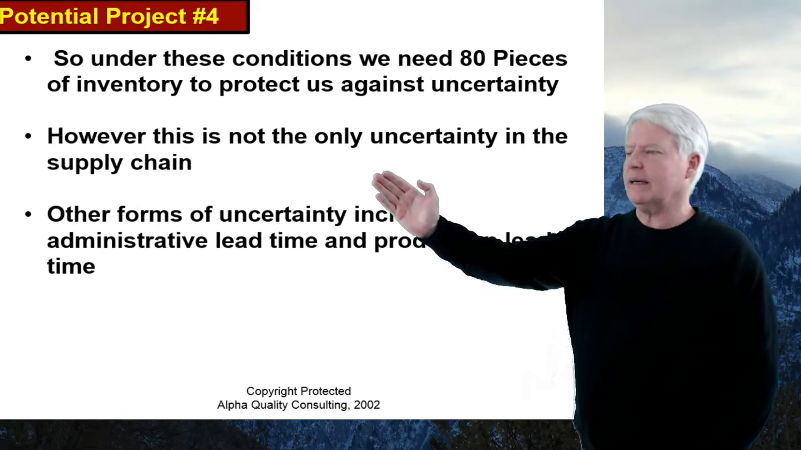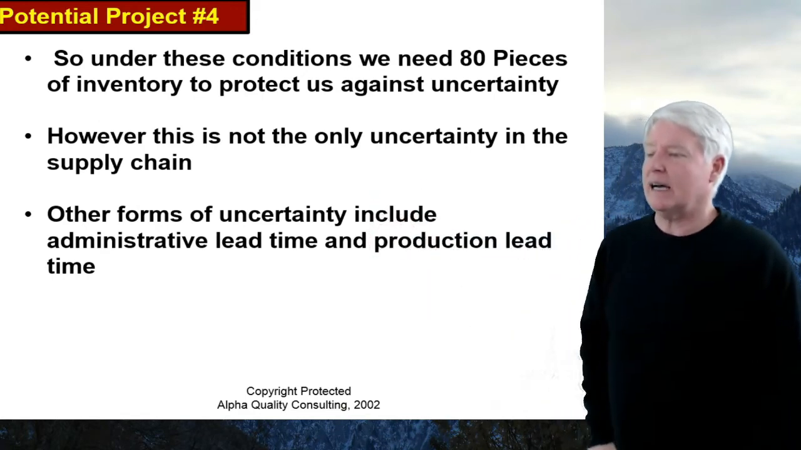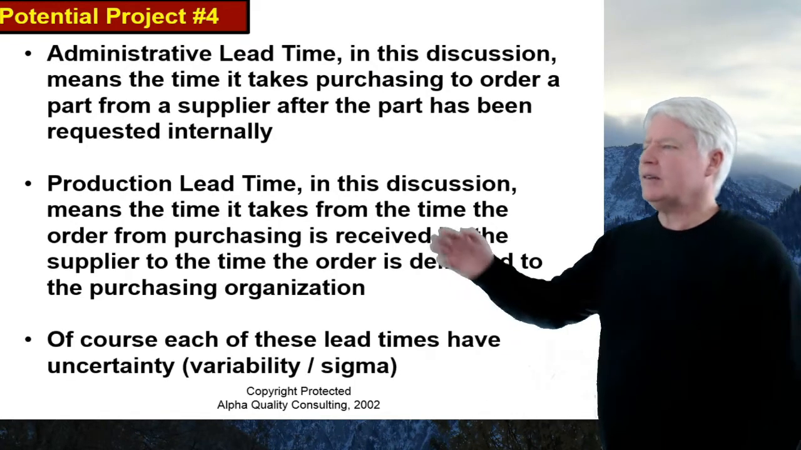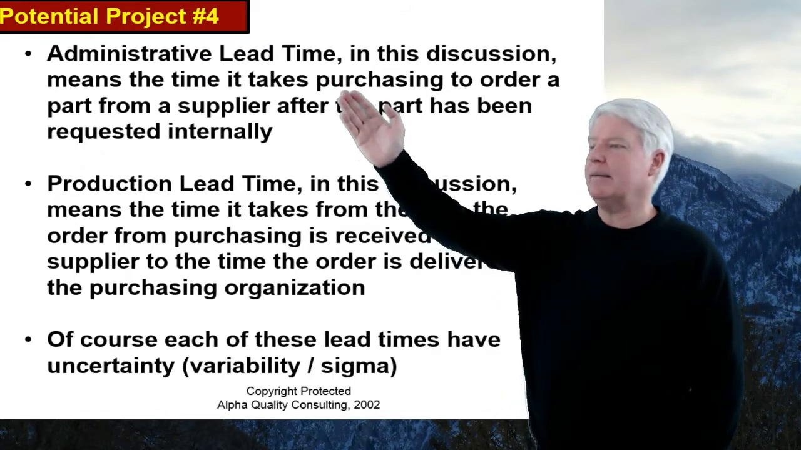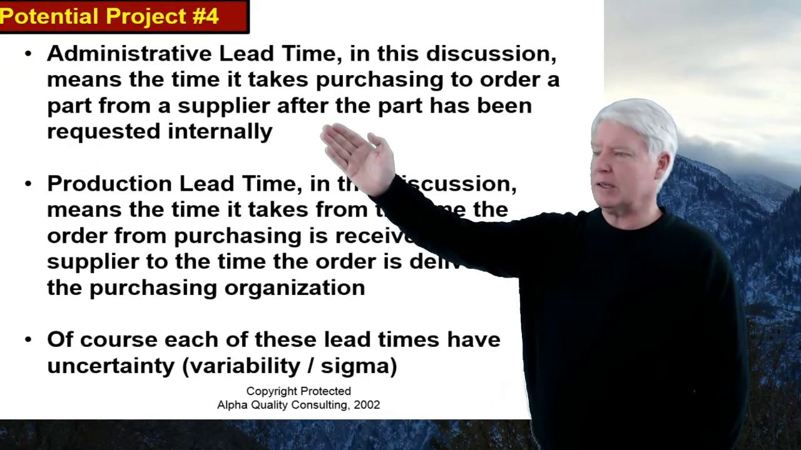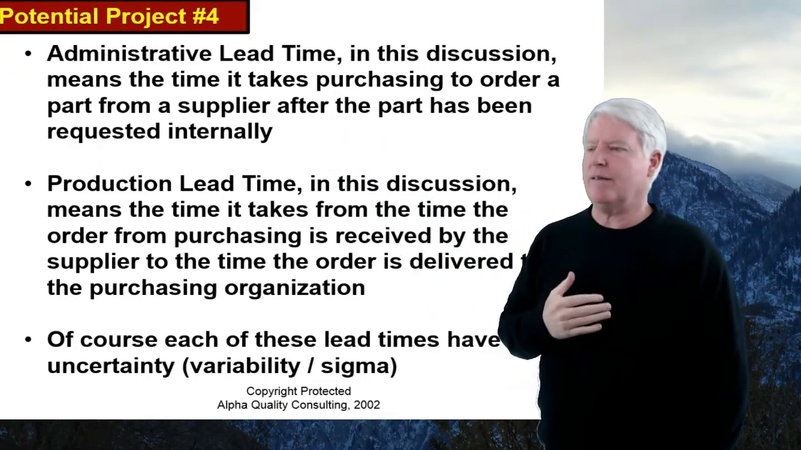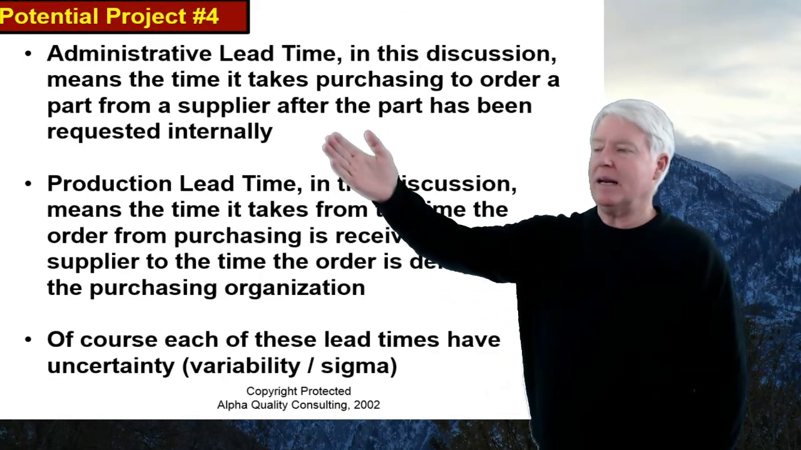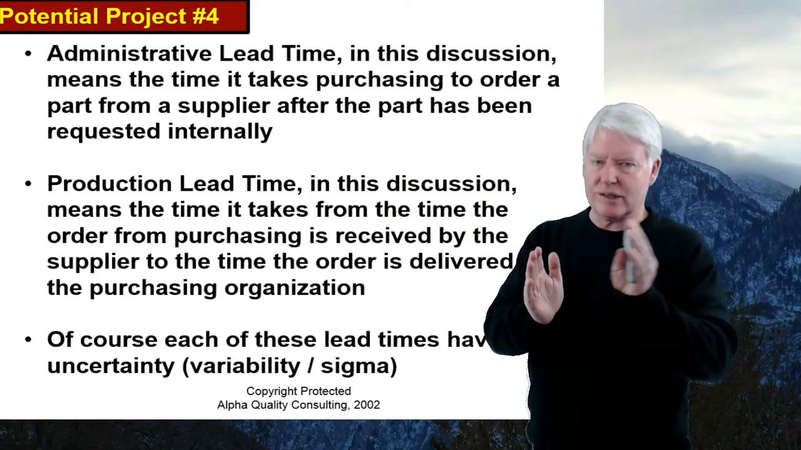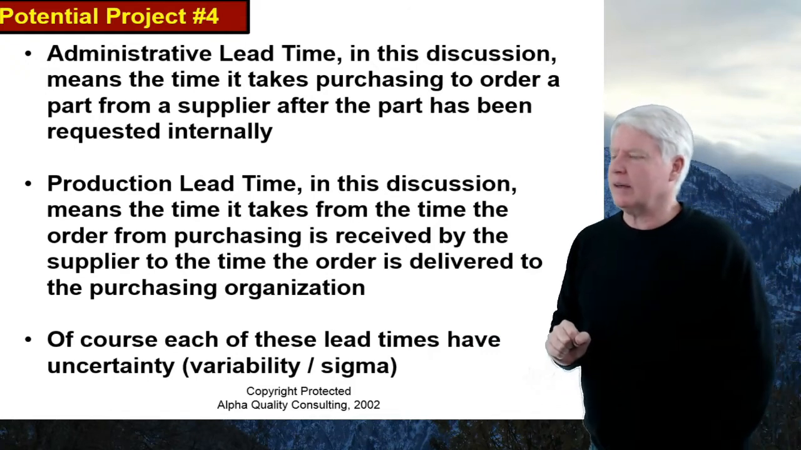However, this is not the only uncertainty in the supply chain. Other forms of uncertainty include administrative lead time and production lead time. Okay, let's define that. Administrative lead time in this discussion means the time it takes purchasing to order a part from a supplier after the part has been requested internally. So the manufacturing people say, I need this many parts, and it takes purchasing on average so many days. And of course then there's going to be variability in those days because they have different workloads, etc.